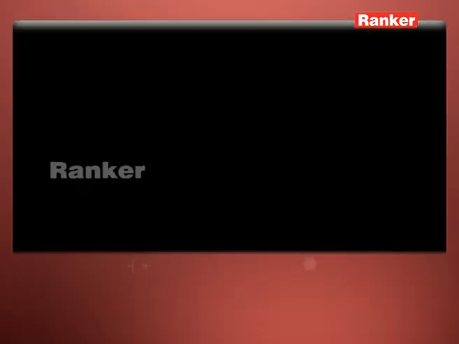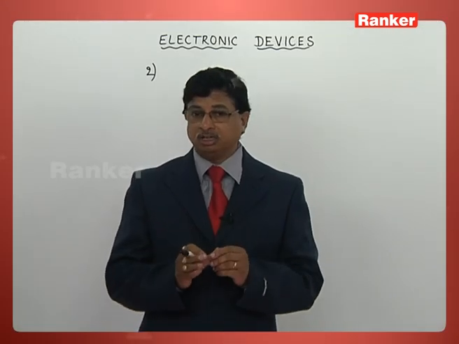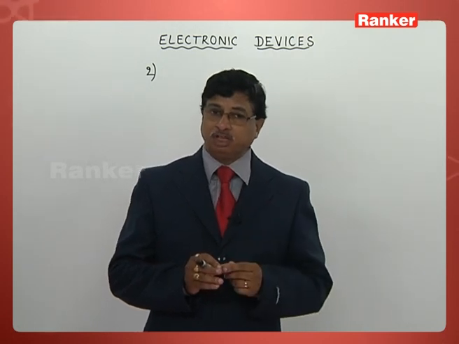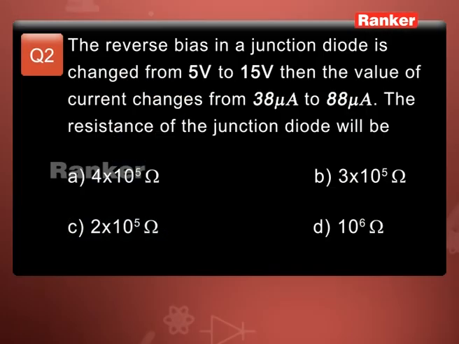Check the second problem now. The reverse bias in a junction diode is changed from 5 volt to 15 volt. Then the value of current changes from 38 microampere to 88 microampere. 38 microampere to 88 microampere is the change in current that has been observed when the potential difference is changed from 5 volt to 15 volt. The resistance of the junction diode will be how much?